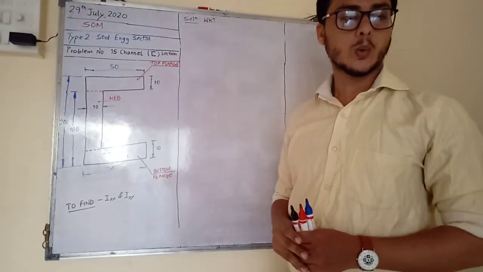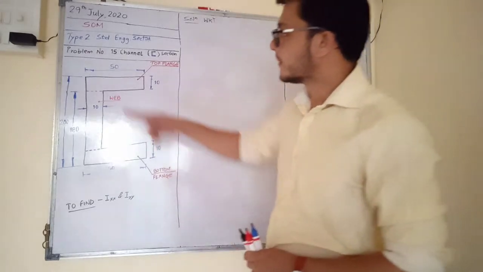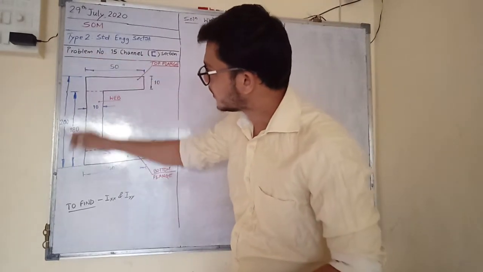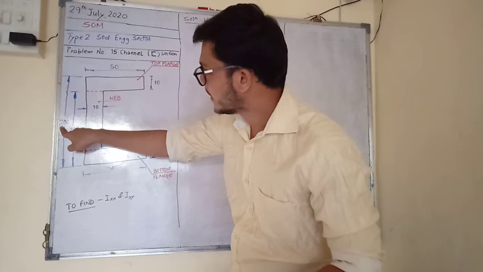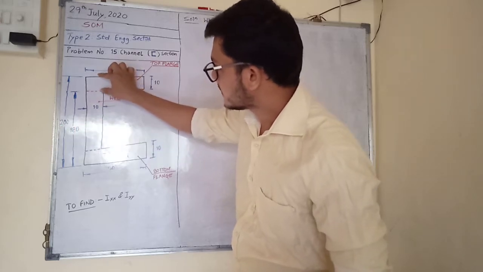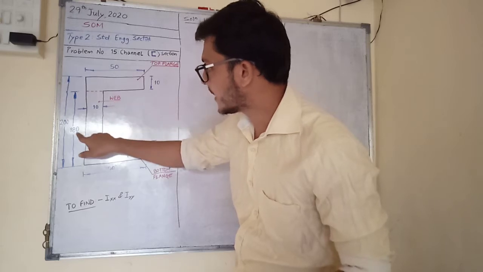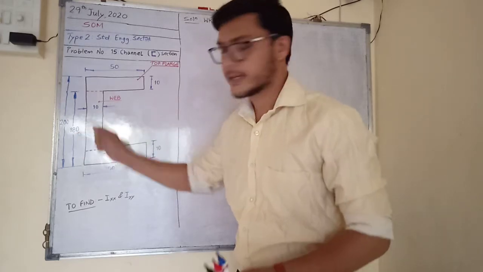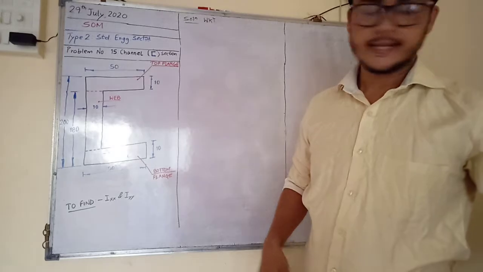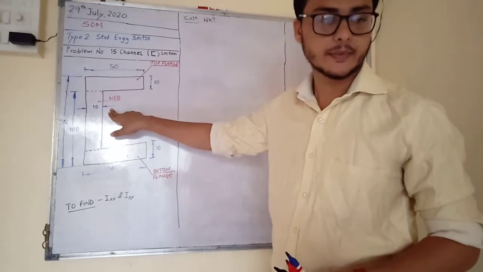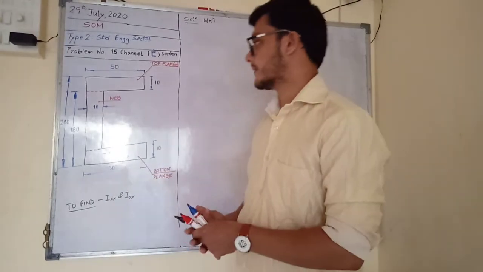Okay, next. Overall depth 200 mm. Overall means from top to bottom. Overall depth is 200 mm. So if I minus this 10 and 10, the depth of web will be 180 mm, and the thickness of web is given as 10 mm. Web thickness is 10 mm. We have to find Ixx and Iyy.